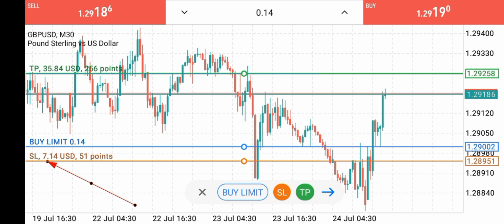So your lot size is determined by the size of your account, by your capital.